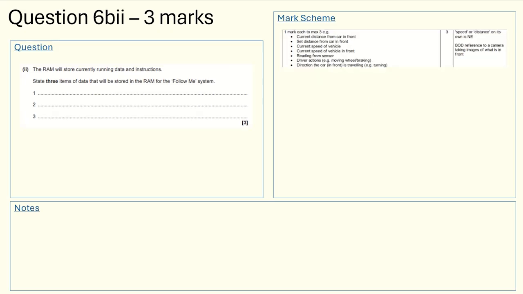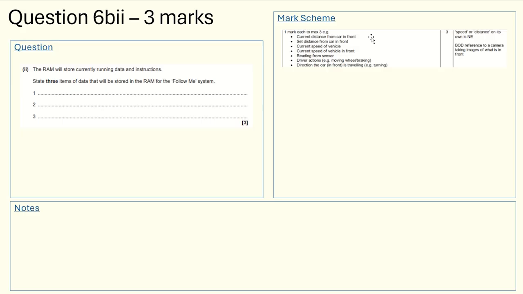Right, 6BII is worth 3 marks, and this is looking at the other side of the coin. This is looking at the RAM. So we know that RAM stores currently running data and instructions, and we need 3 items of data here that are going to be stored in the RAM for the follow me system. So things that are going to change as the program is operating. And we've got a few examples here. So the current distance from the car in front, we know that that's going to change. Okay, as the car is driving and following this car, it's going to have something on it that's monitoring the amount of distance between the 2 cars, so it doesn't get too close and it doesn't get too far away.